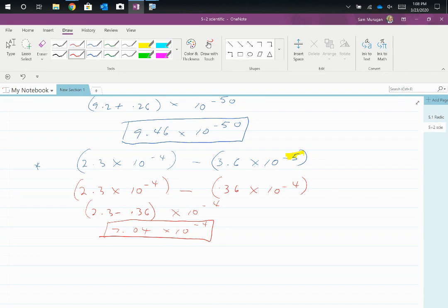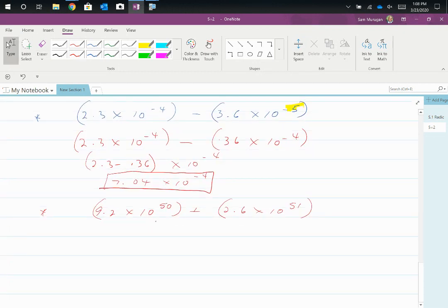One final example for adding and subtracting. I have, say, 9.2 times 10 to the power 50 plus 2.6 times 10 to the power 51. So I'm going to make this the power 51 by moving one place backwards and adding 1 to the power, so 0.92 times 10 to the power 51.